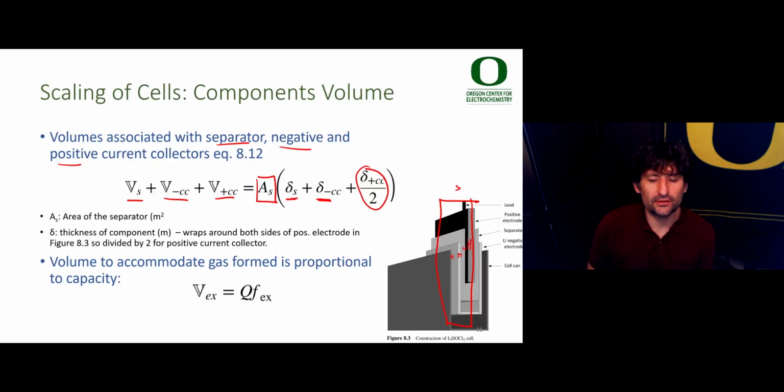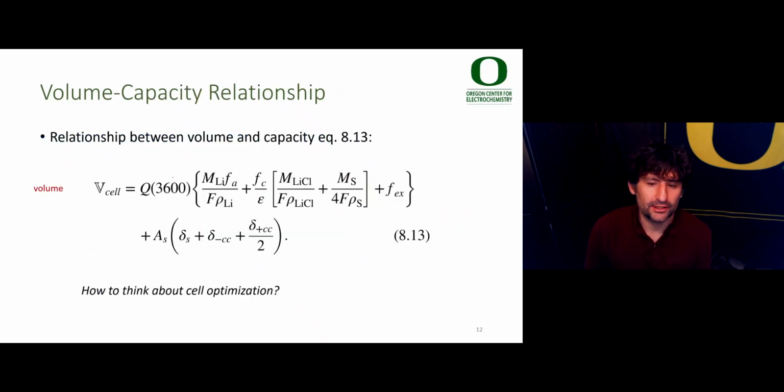We also need to think about the amount of gas we're forming and the excess volume we need for that. And that's just going to be proportional to the amount of capacity we want our cell to hold. And of course, a design factor, which depends on how much pressure our cell can withstand. So we can write now an expression for the total volume of the cell in terms of all these design parameters. Now, how do we use this to think about cell optimization?